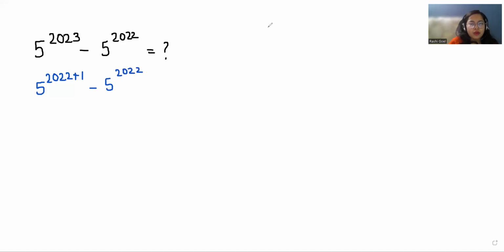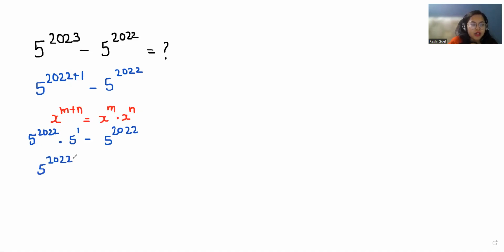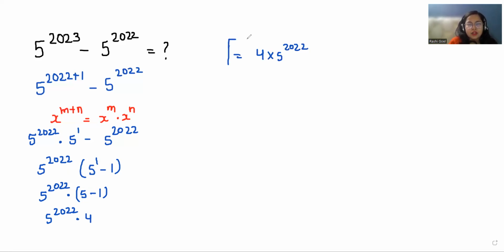Now, according to the exponent rule, x power m plus n, we can write it as x power m times x power n. So, 5 power 2022 times 5 power 1 minus 5 power 2022. Now, I can take 5 power 2022 as common. So, 5 power 1 minus 1. So 5 power 2022 times 5 power 1 is 5 minus 1. So 5 power 2022 times 4. So we can write it as 4 times 5 power 2022. So this is our final answer.